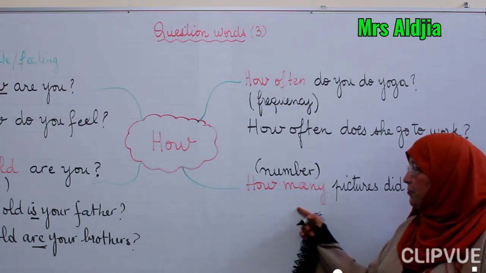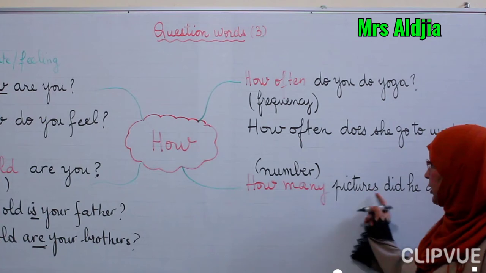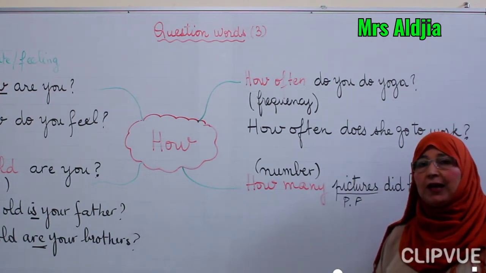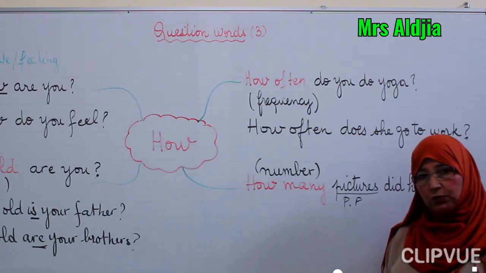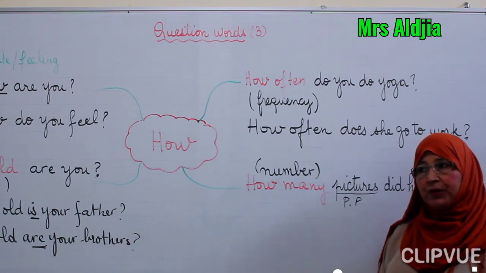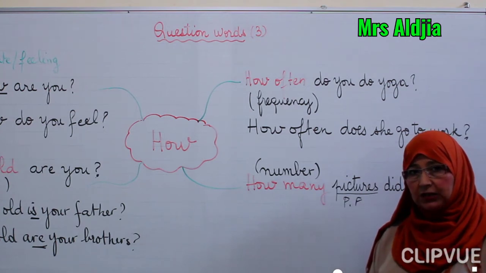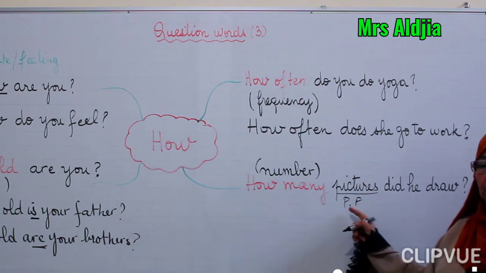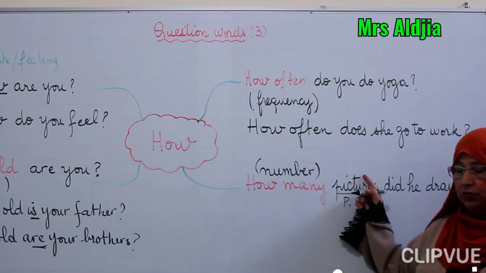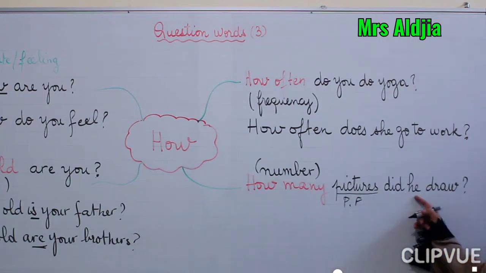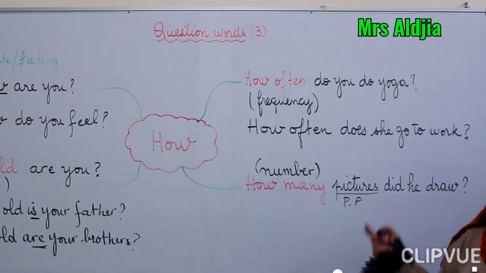What we have to know with how many is that we always put a noun in a plural form after it. How many pictures, how many books did you read? How many apples did you eat? How many pens did you buy? So the noun should be in a plural form. Then we have the auxiliary, the subject, the stem, and so on.